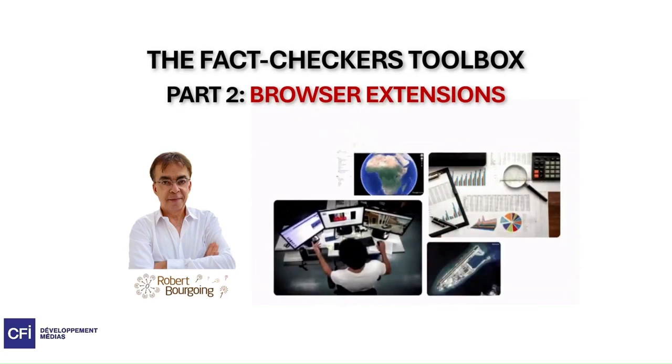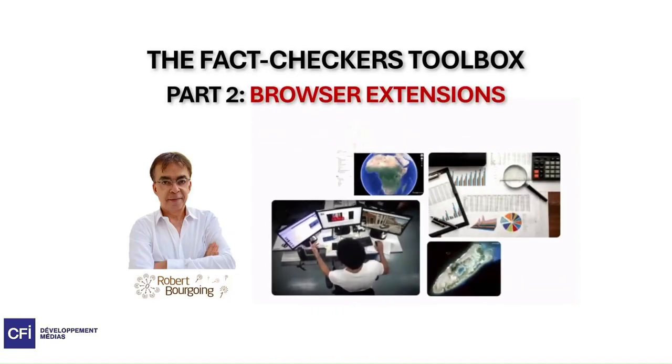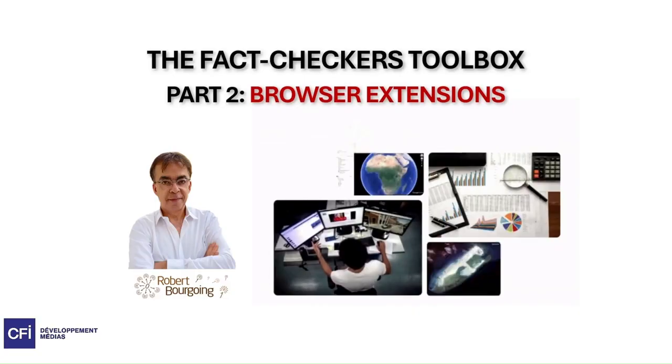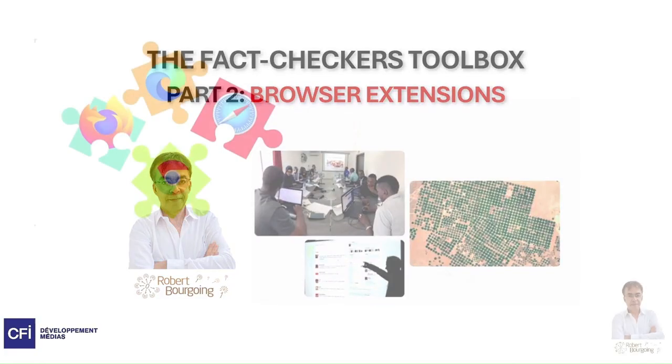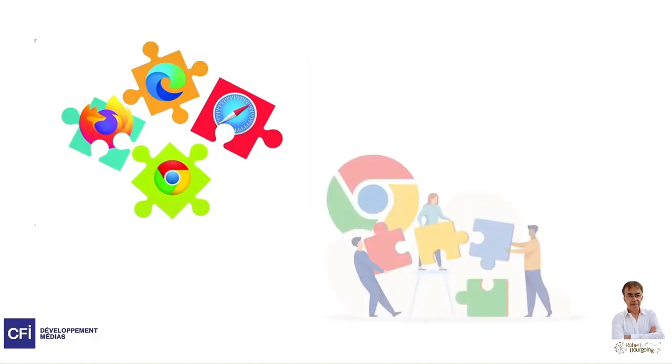Today, we're diving into browser extensions and how they can become a journalist's best friend for fact-checking. But first, let's start with the basics. What exactly is a browser extension? Think of a browser extension as a mini tool that you add to your web browser like Google Chrome. As its name implies, a browser extension extends the functionalities of your browser. It helps you to do specific tasks faster and more efficiently.